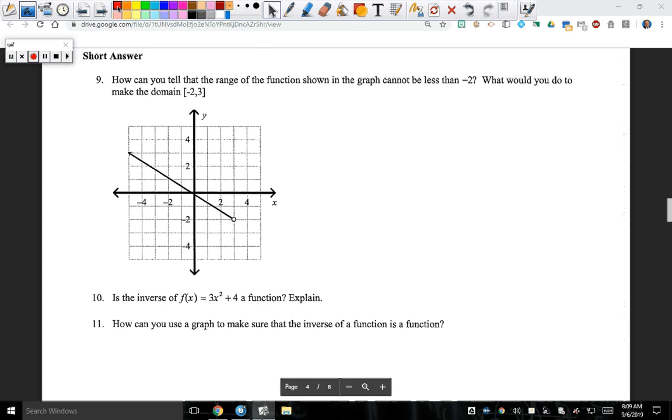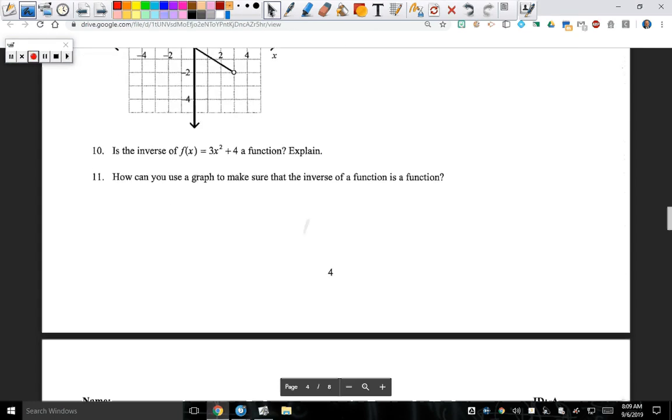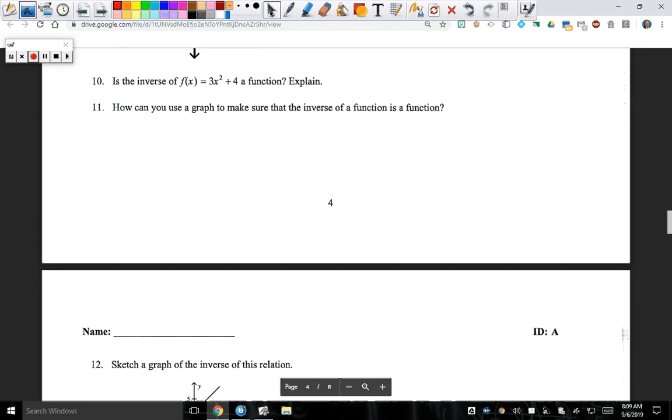Alright, so now our last problem in this video is number 10. Okay, and then we'll go with the other ones in just a bit. So, is the inverse of f of x, otherwise known as f inverse of x, is the inverse of this a function? So we want to know, what is this function?